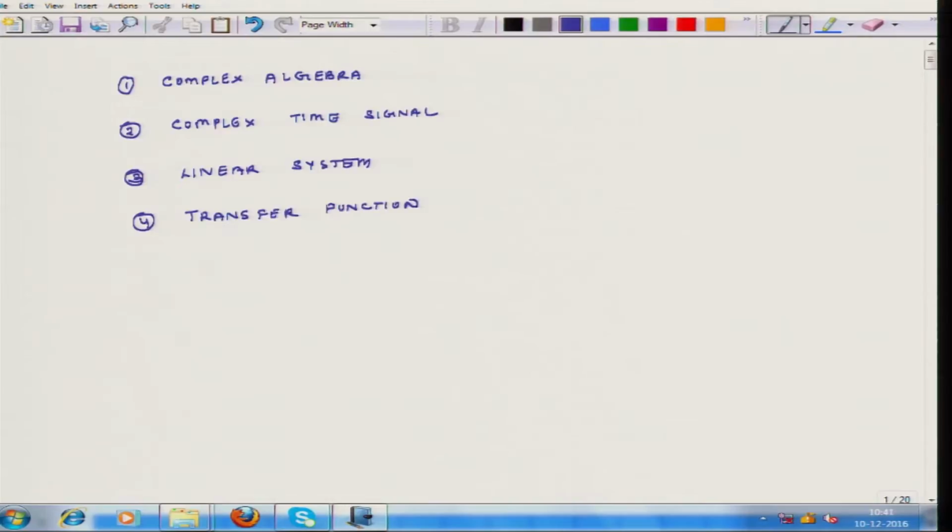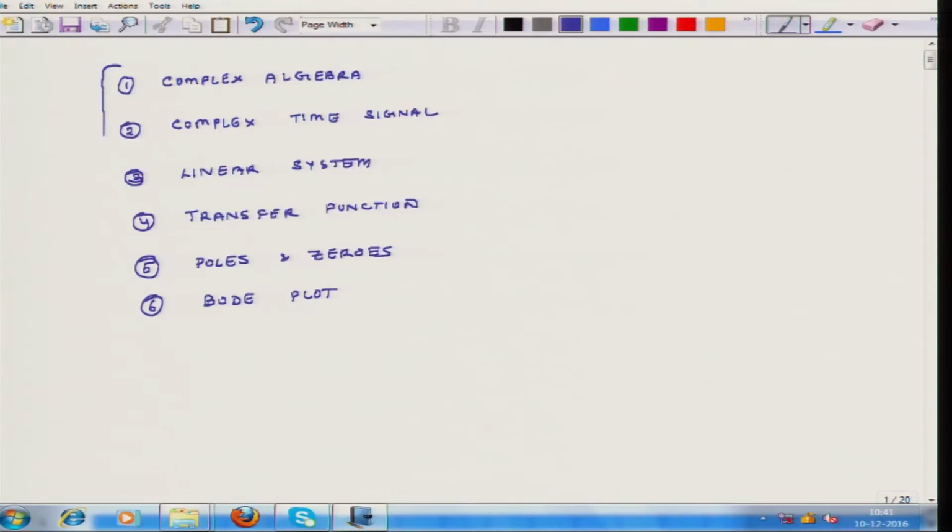People who have an electrical engineering background may know more about it. People with mechanical background may not necessarily know much about it, but this is an important concept and we will discuss this. Then we will discuss what are poles and zeros, and finally we will discuss what is a Bode plot.